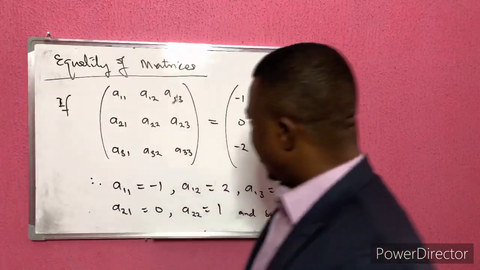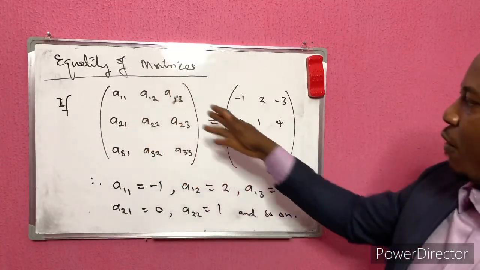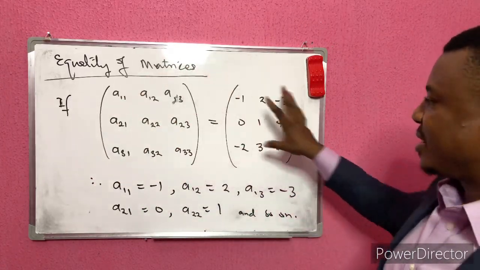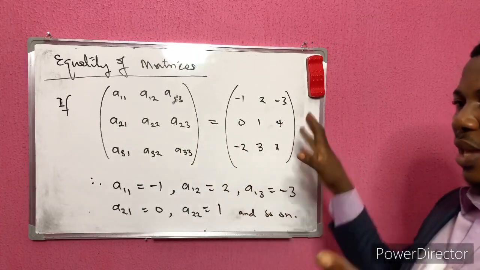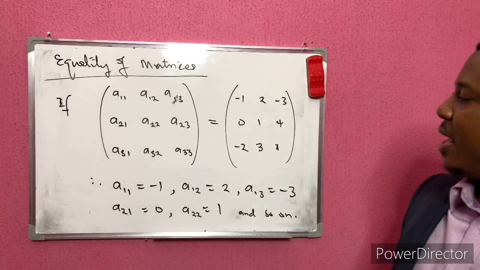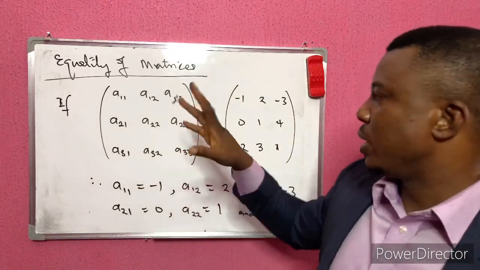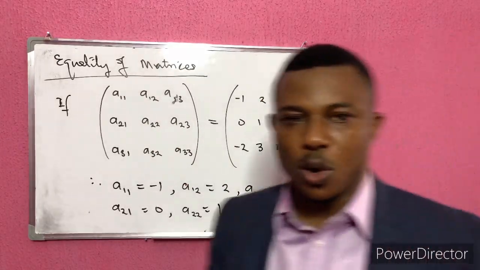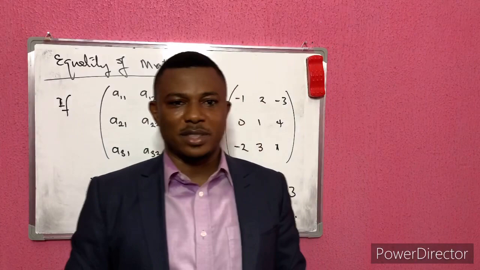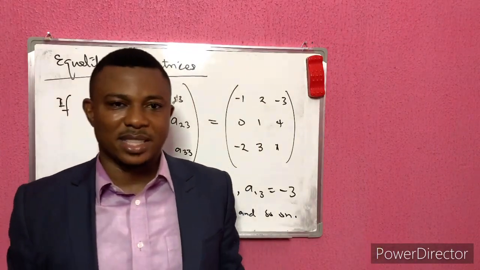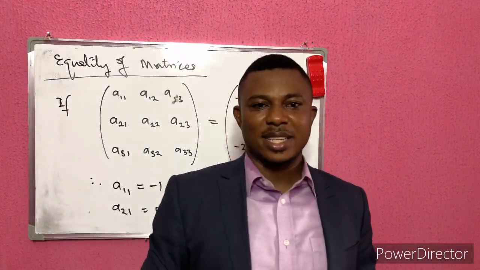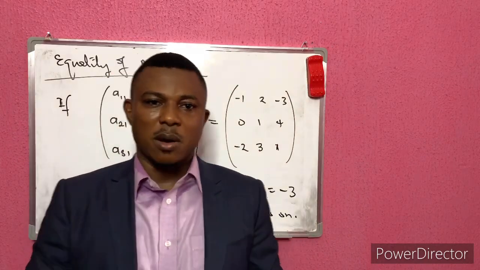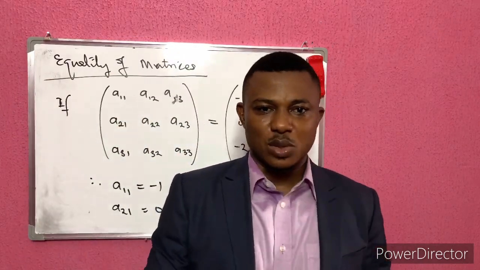So that is what we call equality of matrices. They are equal if the corresponding elements in both matrices are equal, are the same, and also the two matrices are of the same order. So we have come to the end of this matrix definition. The next class will be on addition, subtraction, multiplication of matrices, and so on.